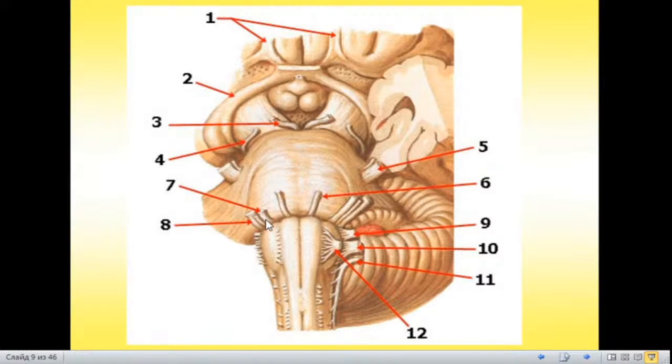Then, the seventh and eighth cranial nerves exit the brainstem in the pontocerebellar angle. Then, the 9th, 10th, and 11th cranial nerves exit the brain behind the olives, in the groove behind the olives, and they are placed from top to bottom: 9, 10, 11. And the 12th cranial nerve, hypoglossal, exits in the groove between the pyramid and the olive.